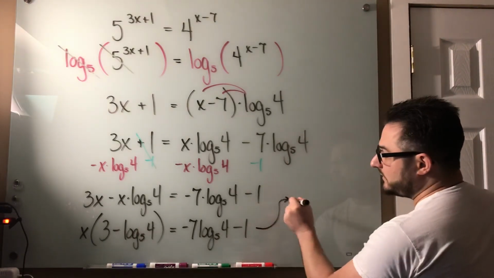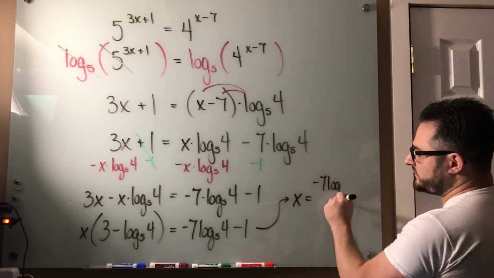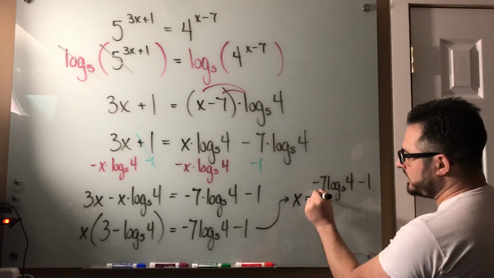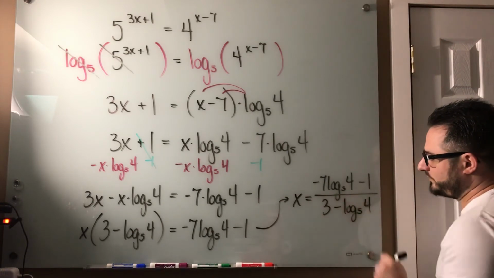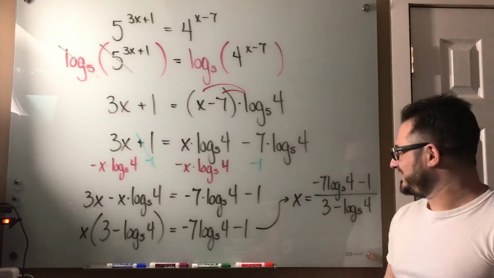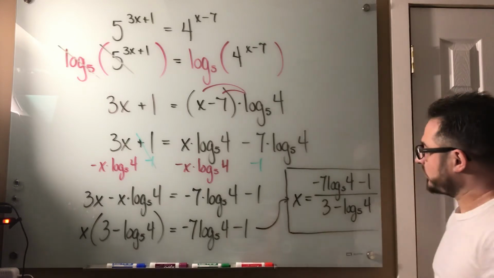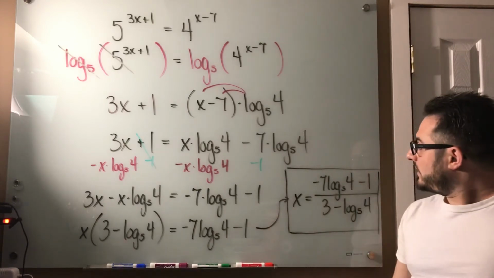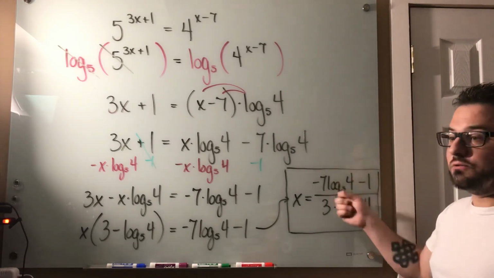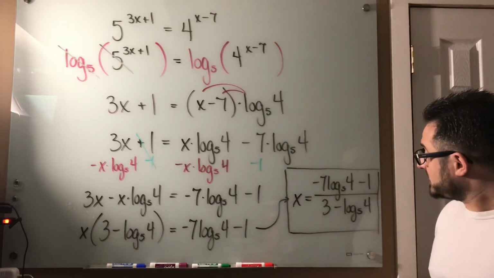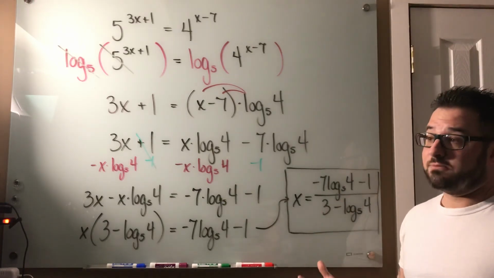So when all is said and done, we're going to have x is equal to negative 7 log base 5 of 4 minus 1 over 3 minus log base 5 of 4. And again, it's not pretty, but that's the best we're going to get. This would be the exact form of the answer. If we wanted a numerical form that could be rounded to a certain number of decimal places, we can use the change of base formula to evaluate this. It's going to get big and messy, but can it be done?